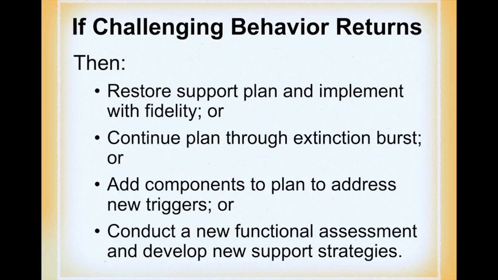And then restore the support plan and implement it with fidelity, so implement it to the fullest extent of your ability with your team. Or continue with the plan through the extinction burst if you decided that's what's happening. Or add some components to the behavior support plan to address the new triggers. Or even conduct a new functional assessment and begin to develop some new support strategies, especially if you think there are different functions or reasons for the behavior that you're seeing.